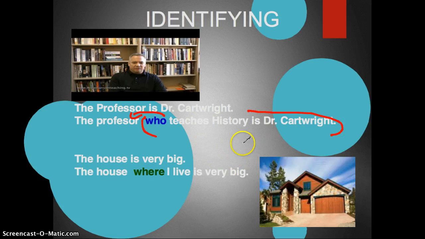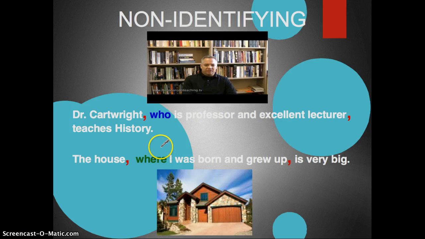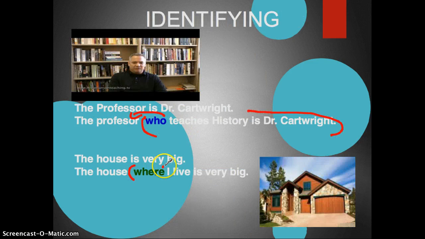Now let's see the next example. Look at the photo. It's a big house. The house is very big. Now let's see the sentence. The house where I live is very big. We are using here where, that is the adjective clause using the relative adverb where, that tells us more about the house. So the sentence is, the house where I live is very big.